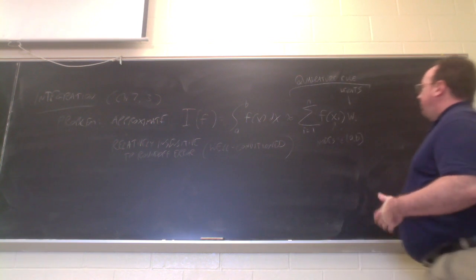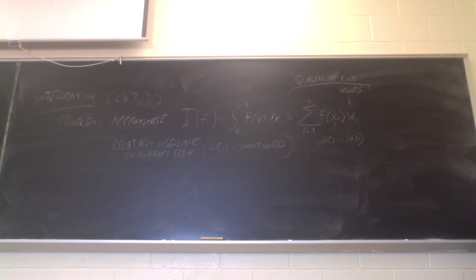So the nodes and the weights are chosen so as to be independent of f. So it doesn't matter what integrand you're using, you're going to say, okay, I'm integrating over AB. So I choose my nodes, I choose my weights, and then whatever f I'm given, I use those nodes and weights to approximate the integral of that f.